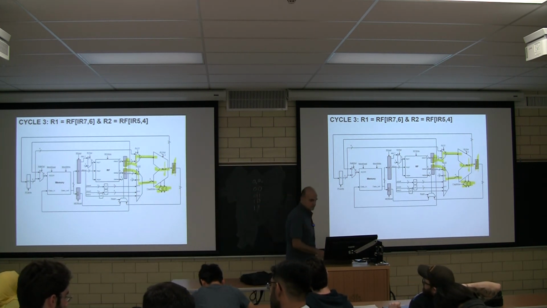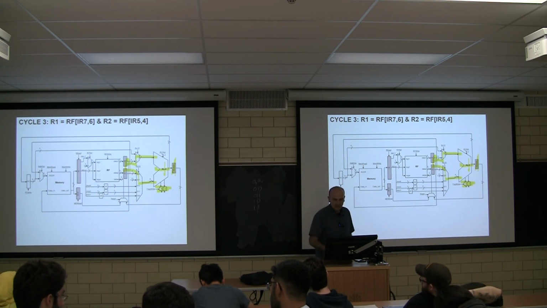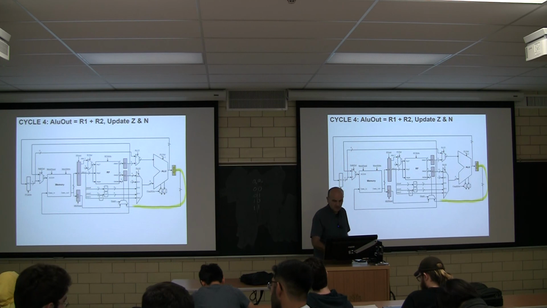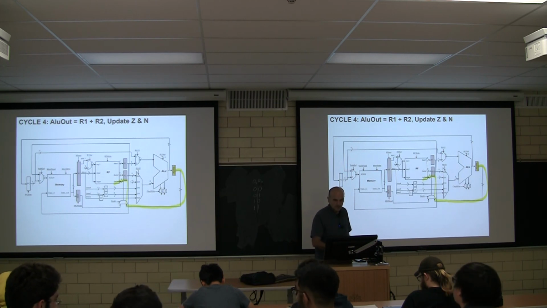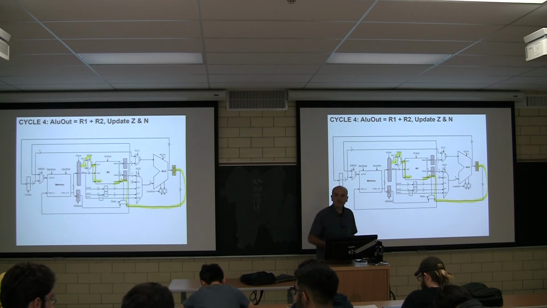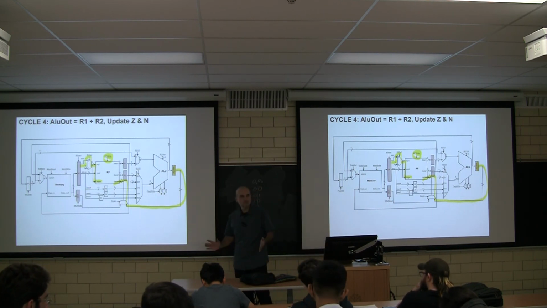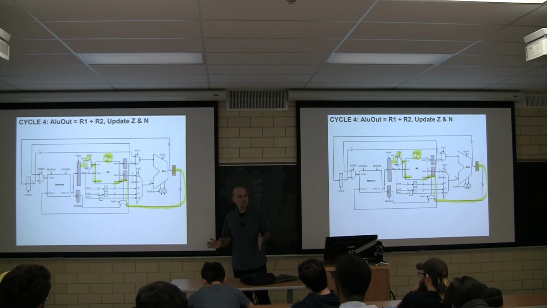Now, this was cycle 3. Cycle 4, we're going to take the result from ALU out and send it to the register file as one input. We're going to take, again, this through here and send it as a register name for the write port. And we're going to say RF write. Does that make sense? Okay.